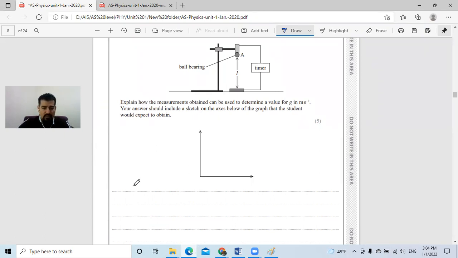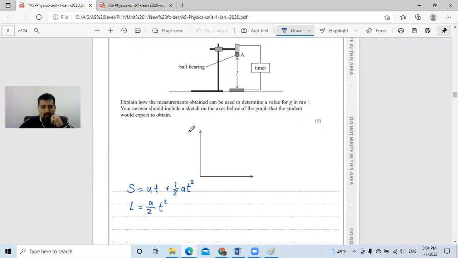The equation that I'm going to use is s equals ut plus half at squared. That means the initial speed is 0. So L equals a over 2 t squared.